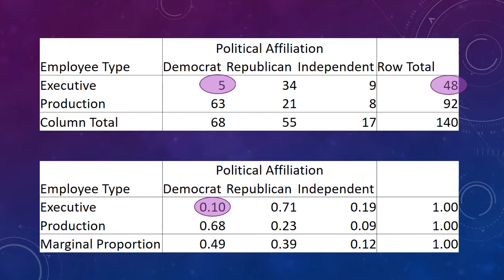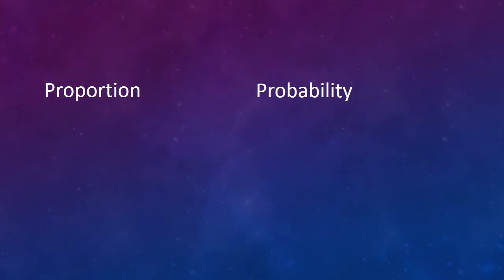Today, we're going to extend this from proportions to probabilities. That is, if two random variables are associated, then knowing information about one variable changes the conditional probability distribution of the other. What's the difference between a proportion and a probability?